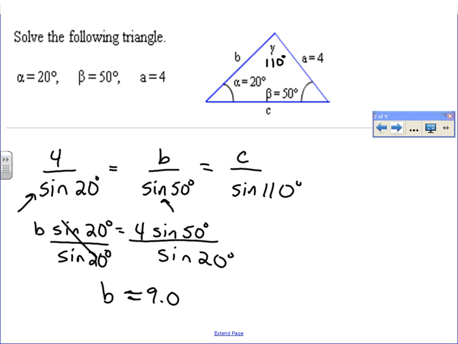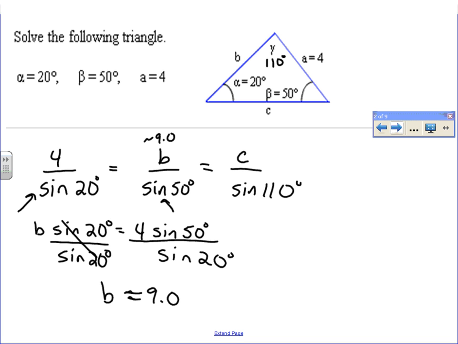Now, let's find c. I'm going to find c the same way, but what I'm going to do is cover up that middle ratio. So I'm still going to cross multiply, but with the first and the third. Does that make sense? Now, you could put 9.0 right there and cross multiply with that, but what's going to be an issue with that? It's going to be a little bit off because 9.0 is not exact. So you're going to have to stay away from that.